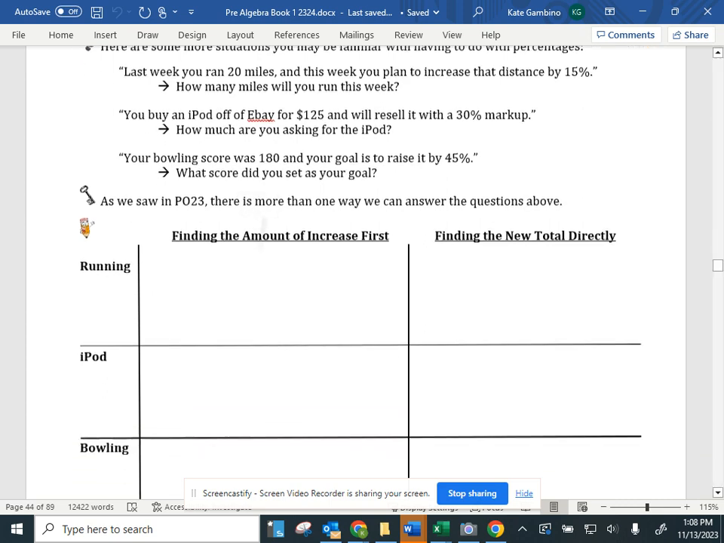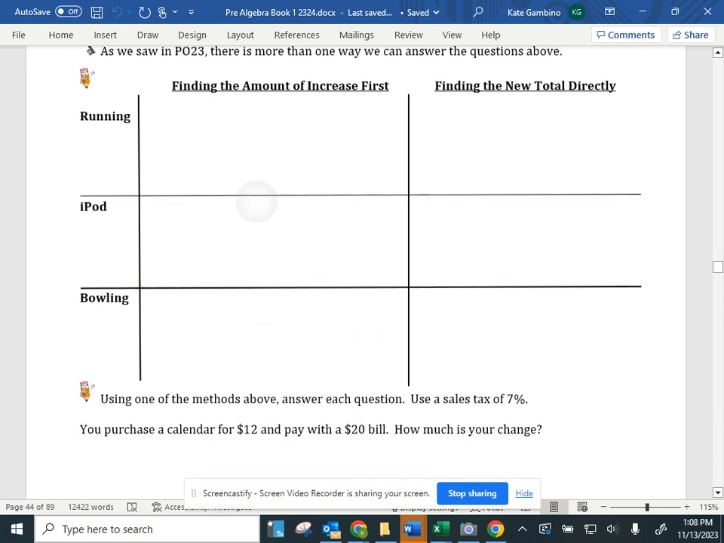So as we saw in PO23, there is more than one way we can answer the above questions. Remember, we talked about using those different methods and finding the one that works. So there are two different ways that we are going to answer this. We can either find the amount of increase first, or we're going to find the new total directly.